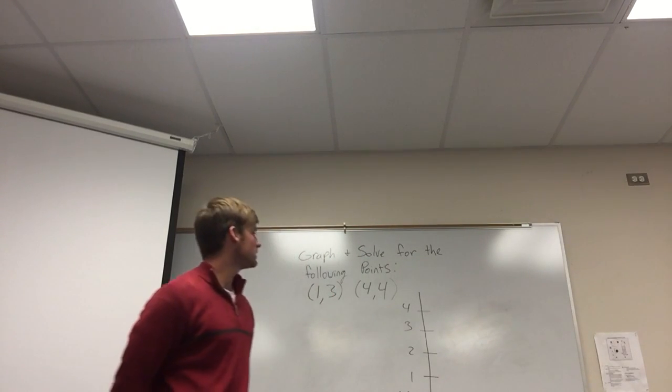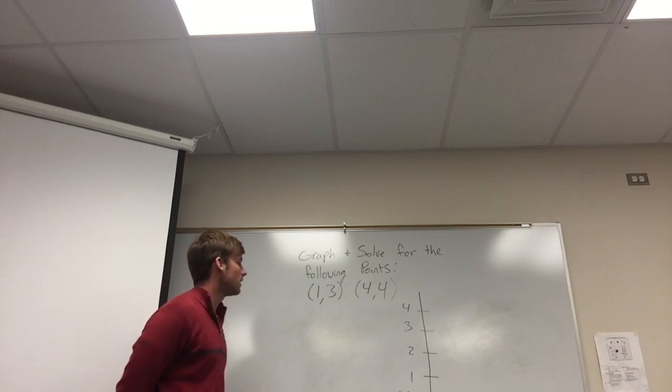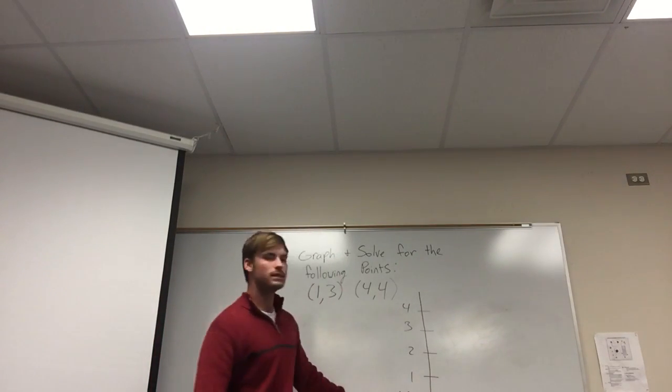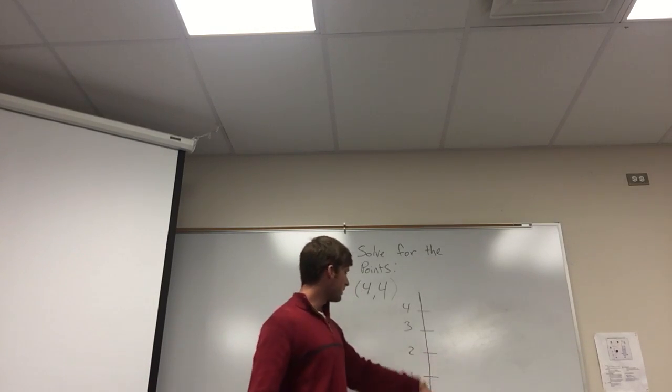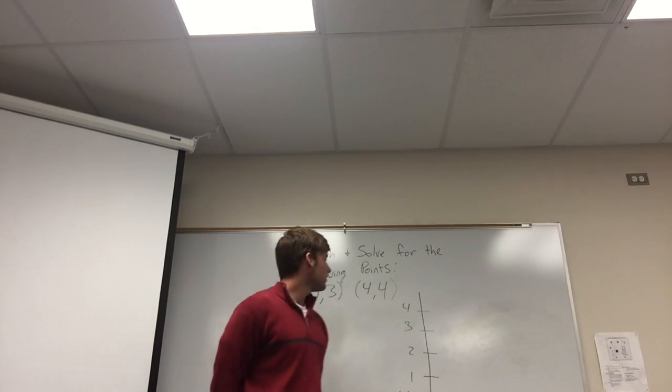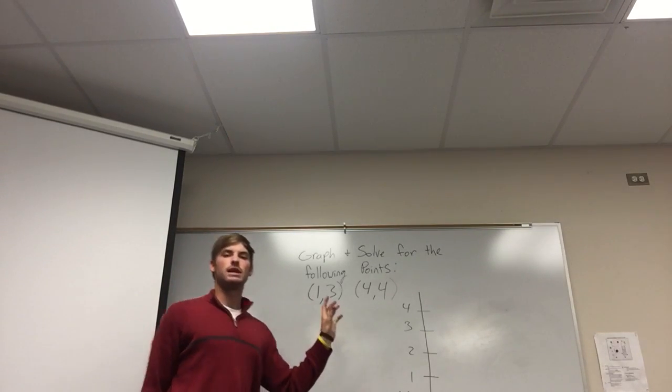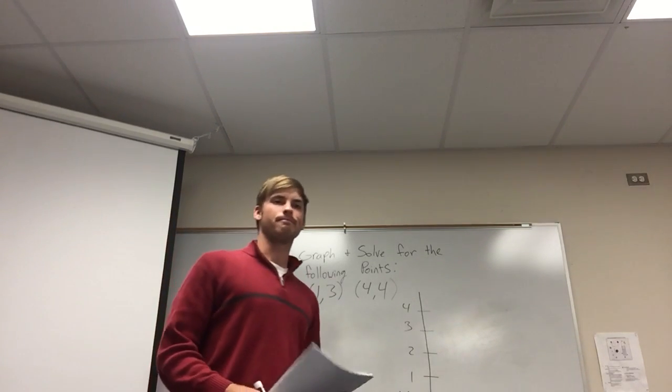Alright, so who can tell me where I need to start? We already got our graph written out here. We got it labeled. We have the x-axis going horizontally, and vertically we have the y-axis. Who can tell me with these paired points which is the x-coordinate and which is the y-coordinate?